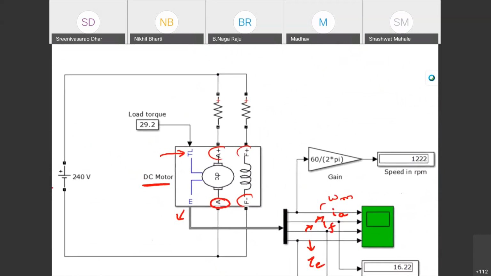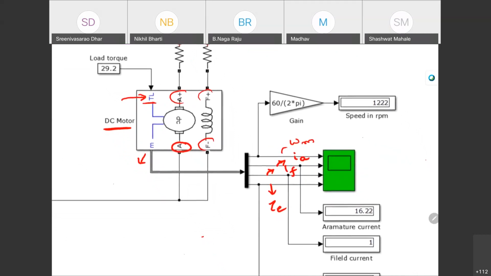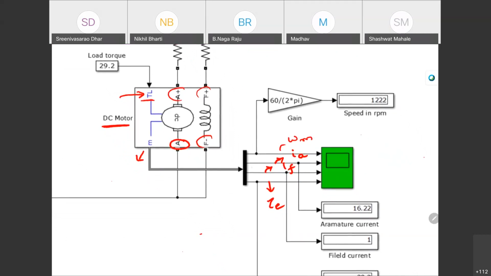So these are the terminals. You have the armature terminals, the field terminals, and the load terminal for TL, which is the input for the load. We need to give this externally, and this is for measurements, right? Four variables are marked here. The first is the angular speed of the motor, the second is armature current, the third is field current, and the fourth is the electromagnetic torque generated in the machine.